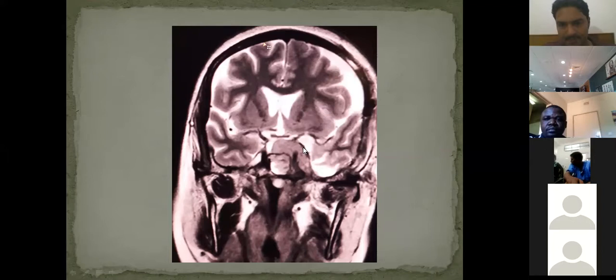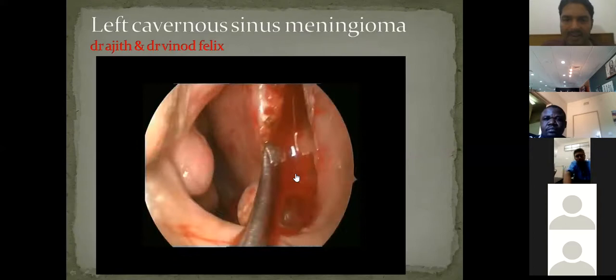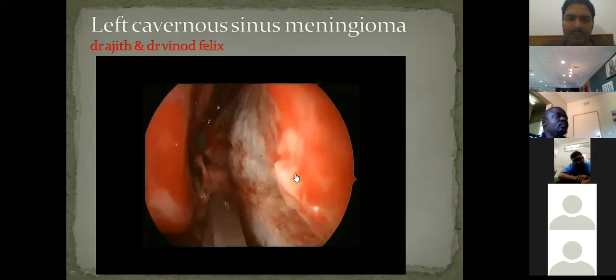So this is a surgical clip. This is the right nasal cavity. We are taking the Haddad flap from the right nasal cavity. That's the Haddad flap being elevated. And the Haddad flap is a vascularized pedicle flap of nasal septum based on the sphenopalatine artery. Now the flap is parked in the choana.